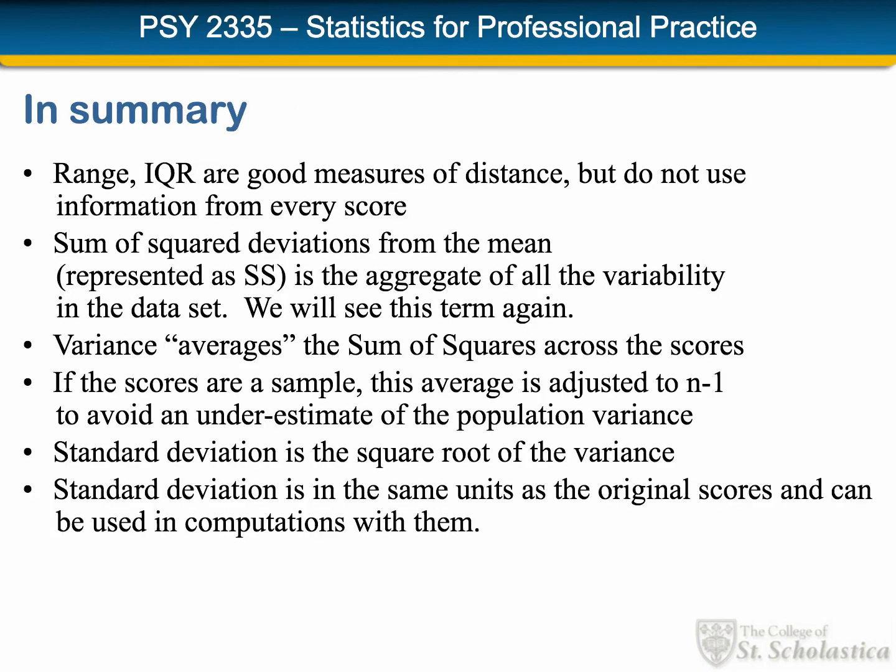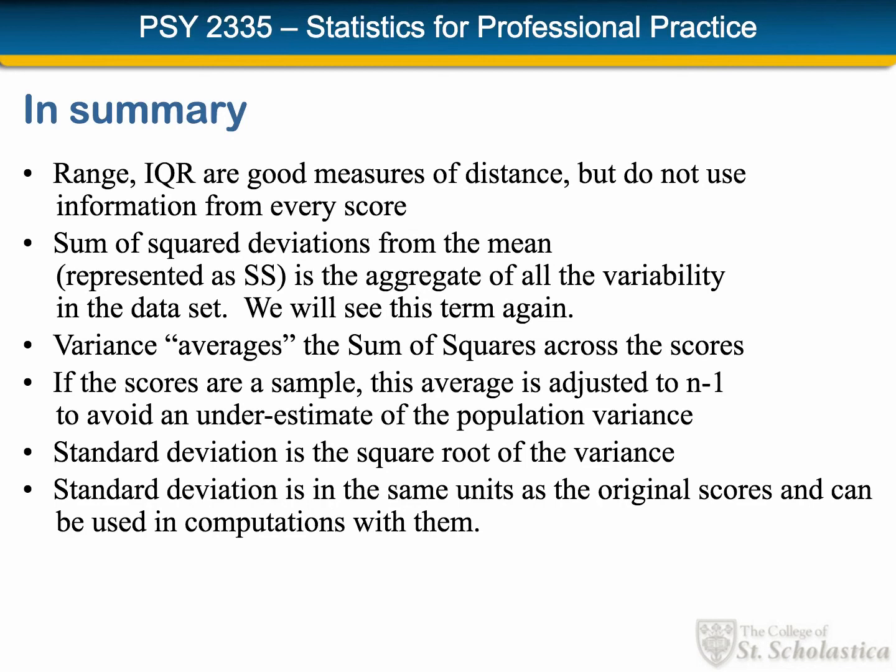So here's a summary of our measures of variability, which we will put to good use in the upcoming modules this week. Both the range and the interquartile range are good measures of distance covered by a range of data, but they don't use information from every score. The sum of the squared deviations from the mean, which we often represent as SS, is the aggregate of all the variability in the data set, and we'll see both the term and the abbreviation several times in this course.